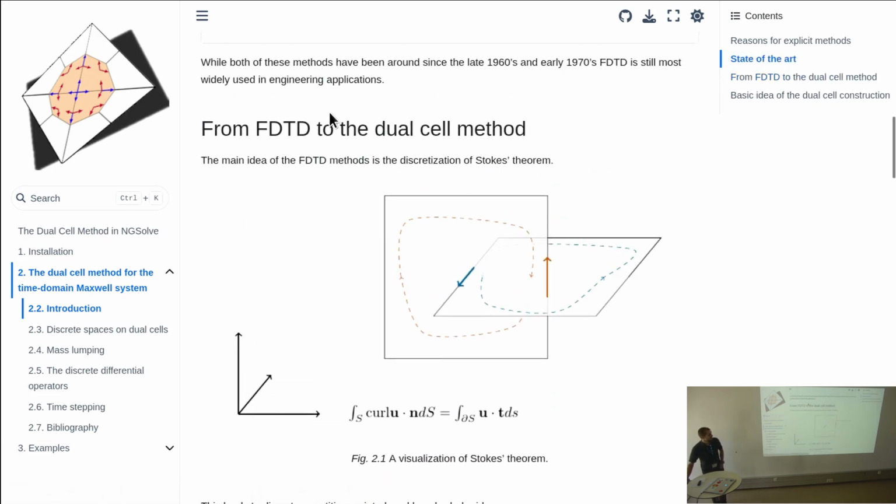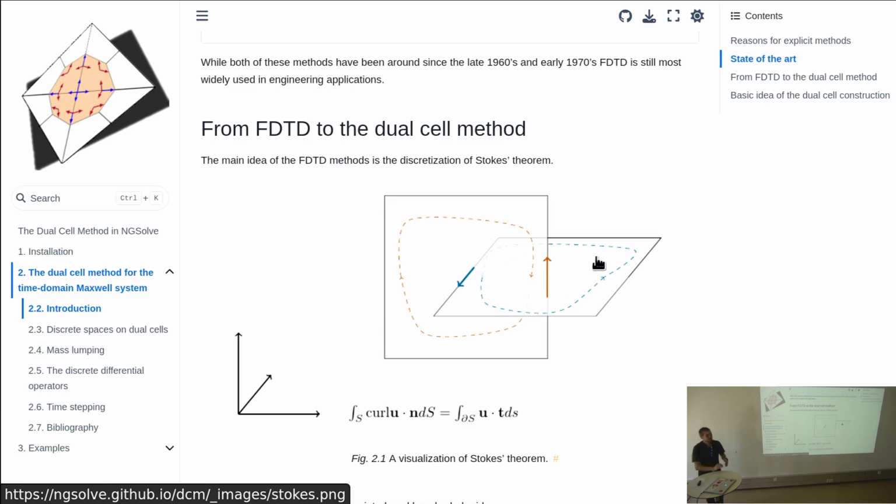Basically, it's nothing else than a discrete version of Stokes theorem. Everybody knows Stokes theorem, meaning that you can compute the curl of a function by a line integral around the boundary of some surface. And since we need curl evaluations in our PDE, we have basically two such line integrals to compute.